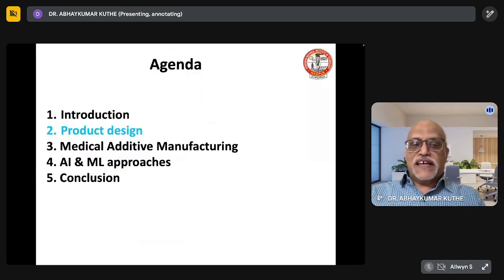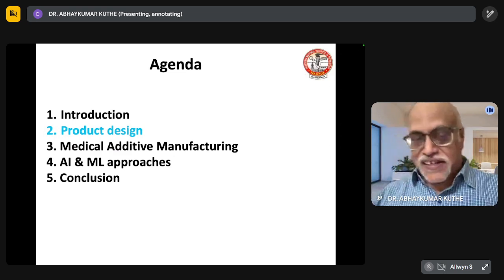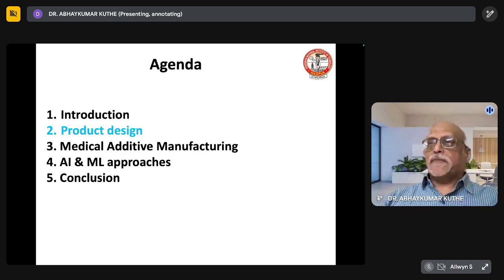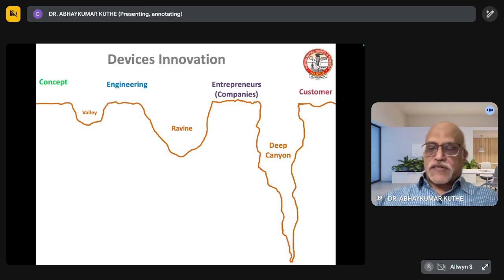So let us look into the next point on our agenda. It's about product design, what exactly product design is, because this is very interesting, as we need to look at how it is going to help us in our medical additive manufacturing also. If you look at this particular slide, you will find that the first is the concept of the part, which is generally developed based on the need of the customer. Then once the concept is developed, you can apply the engineering.